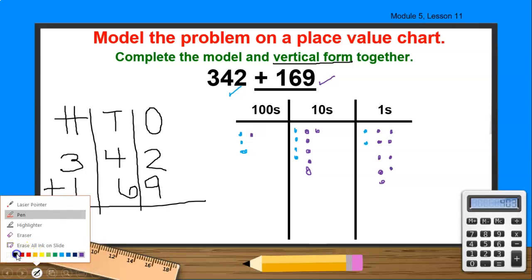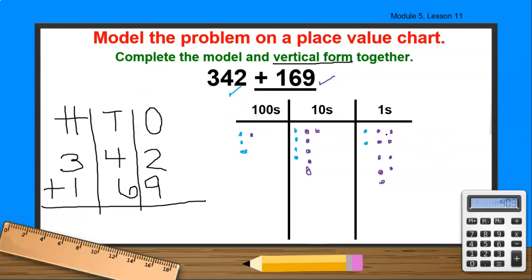Key point number 3 says count the ones. We go 1, 2, 3, 4, 5, 6, 7, 8, 9, 10. So 11. I have 11. What do I do if I have 11? Yes, I bundle 10. And I made an arrow and I put a dot. I have 1 left over.